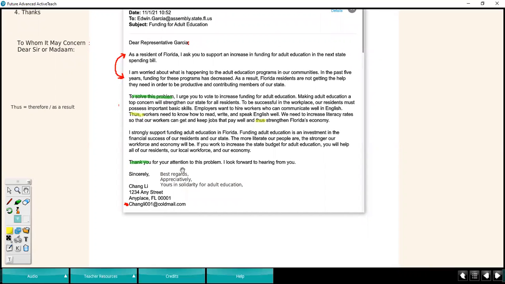I strongly support funding adult education in Florida. Funding adult education is an investment in the financial success of our residents and our state. The more literate people are, the stronger our workforce and economy will be. If you work to increase the state budget for adult education, you will help all of our residents, our local workforce, and our economy. And then the final paragraph is a quick thank you.